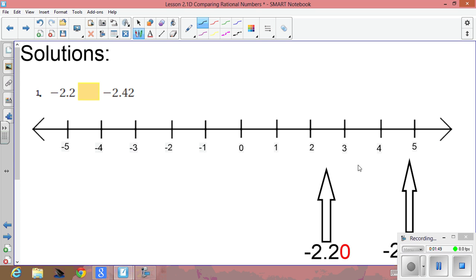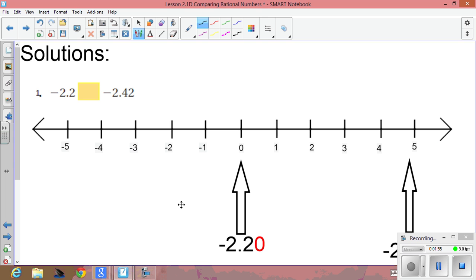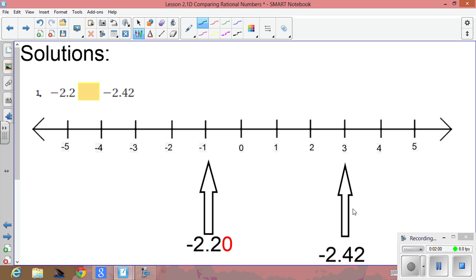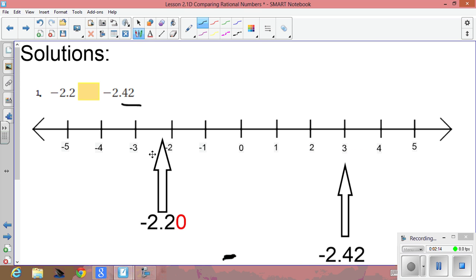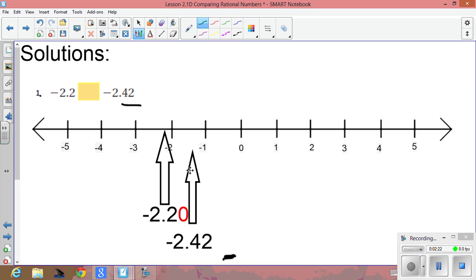So for number 1, I took negative 2 and 2/10, and I added a 0 if you notice in red. And my negative 2 and 42 hundredths, since there's 2 decimal places in 42 hundredths, I simply added this 0 here just to make this number look like it had 2 decimal places as well. So I'm going to place these on the number line, and remember, when we have 2 negatives, the number that is closer to 0 is my solution.